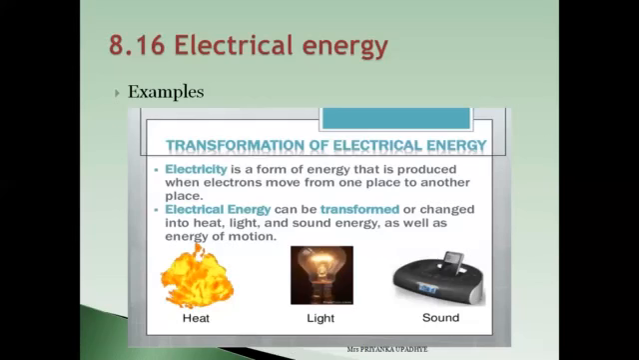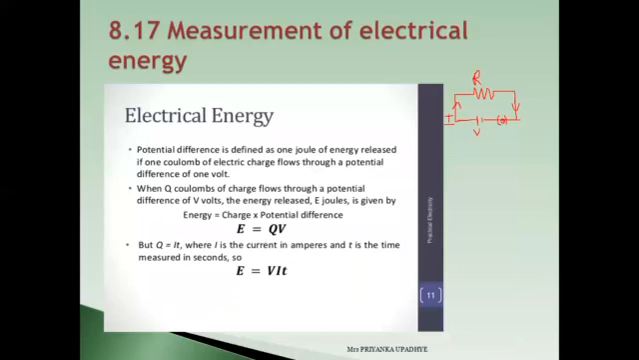Next, if we pass electric current in a coil wound around a soft iron bar, we are making an electromagnet. The iron bar becomes a magnet. So it is electrical energy into magnetic energy. This is about the transformation of electrical energy.